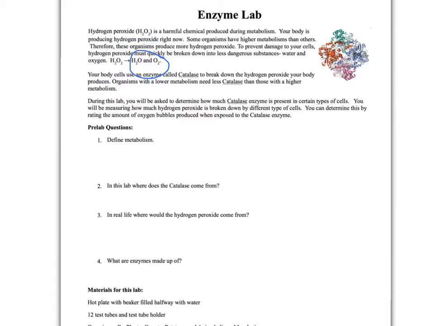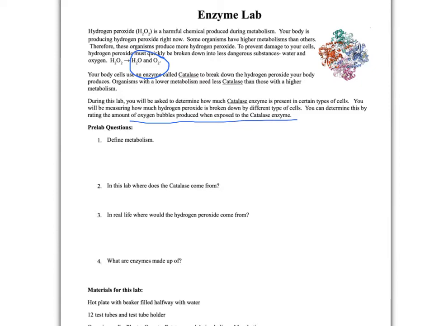Your body uses an enzyme called catalase to break down the hydrogen peroxide your body produces. Organisms with a lower metabolism need less catalase than those with a higher metabolism. During this lab, you're going to determine how much catalase enzyme is present in certain types of cells. You'll be measuring how much hydrogen peroxide is broken down by different types of cells, which you can determine by reading the amount of bubbles produced when exposed to the catalase enzyme.